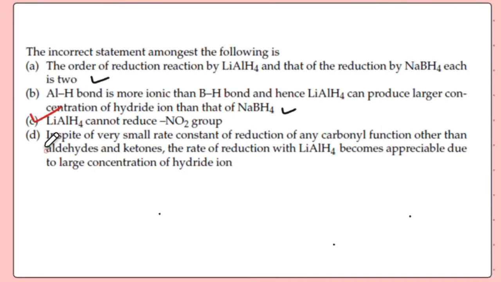We can check for option D as well. In spite of very small rate constant of the reduction of any carbonyl function other than aldehydes and ketones, the rate of reduction with lithium aluminum hydride becomes appreciable due to large concentration of hydride ion. This is correct. This is something which is explained by option B. So which is the incorrect statement here? Option C.